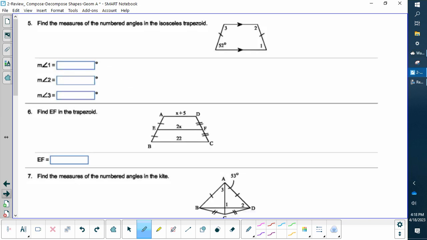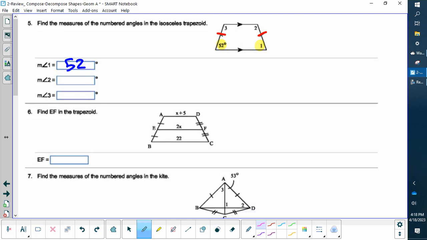Okay, next problem. This is called an isosceles trapezoid. I can tell by these tick marks. Base angles here, just like an isosceles triangle, are going to be the same. So if that's 52, that's 52.